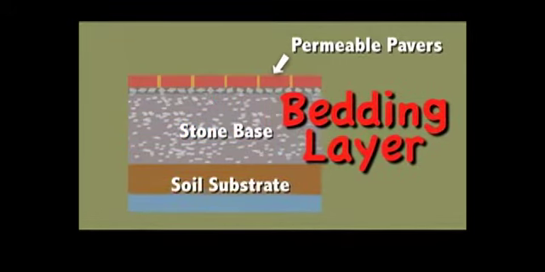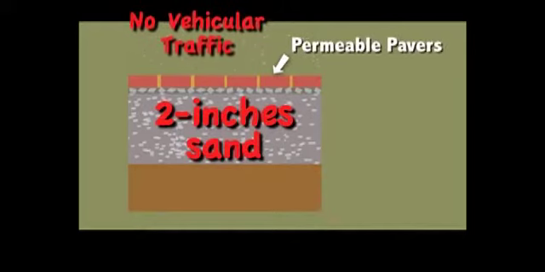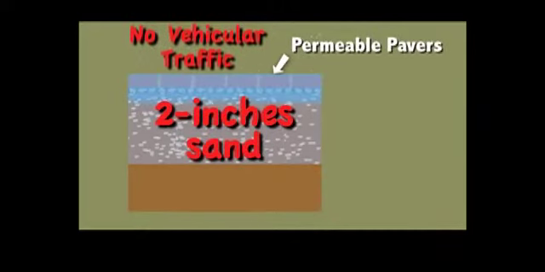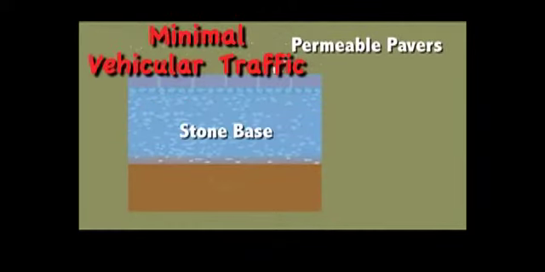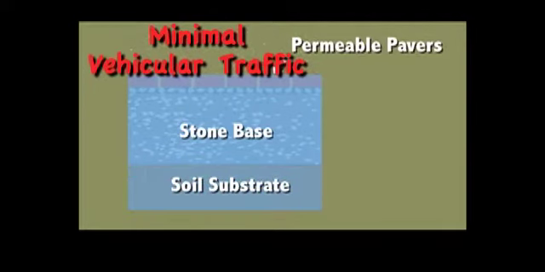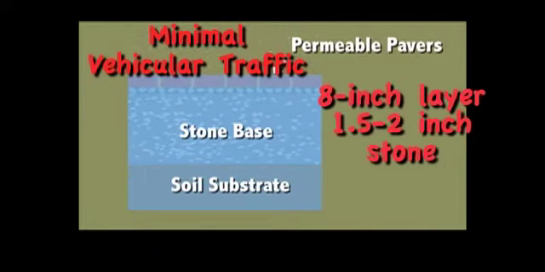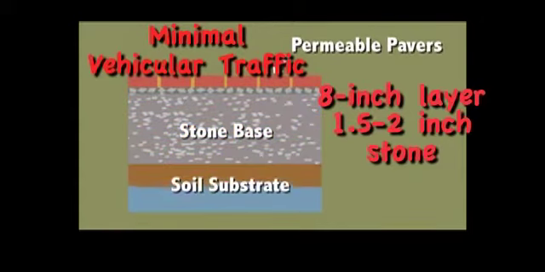A paver design in which vehicular traffic is not expected may only need a bedding layer of 2 inches of clean sand. Where significant foot or occasional vehicular traffic is expected, an 8-inch base layer of 1.5 inch to 2.5 inch diameter stone aggregate should be installed between the subsoil and the bedding layer.